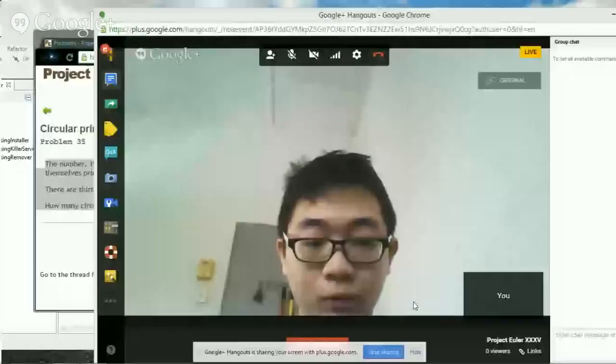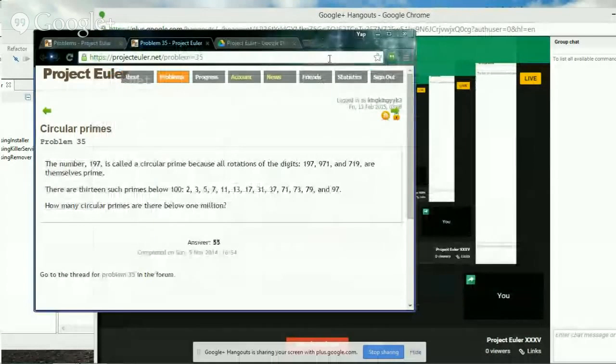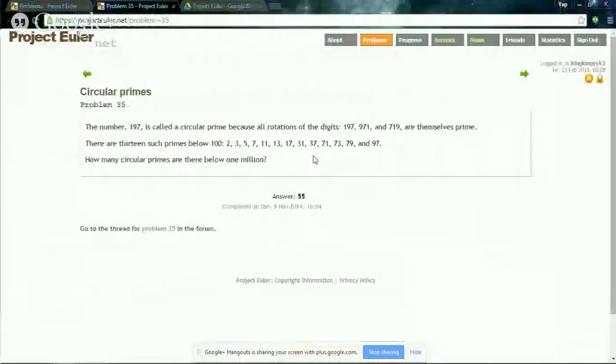So, hello everybody. In this section, we are going to take a look at the 35th problem in Project Euler, which is circular primes. The number 197 is called a circular prime.